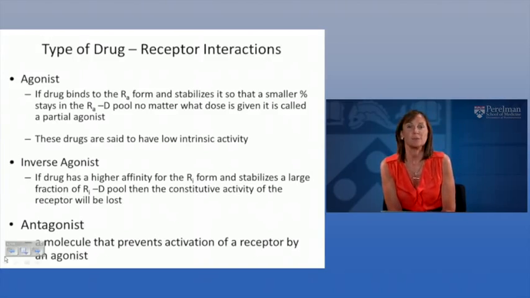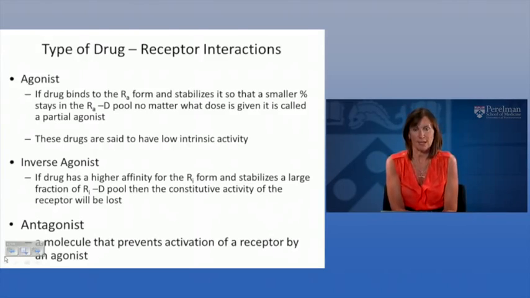So let's say, for example, we have a receptor for acetylcholine. Acetylcholine is a neurotransmitter. It is responsible in part for muscle tone. It is one of the neurotransmitters that allows us to stand for long periods of time through its ability to maintain muscle tone. If we use a drug that prevents the activation of the receptor to convert it from the RI form into the RA form, then we lose some of that constitutive activity. This is called an inverse agonist.